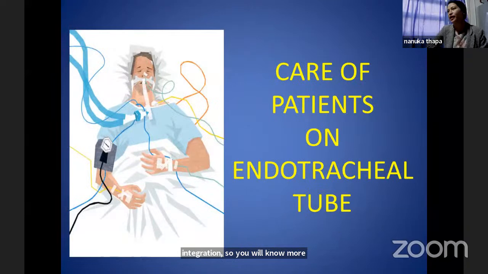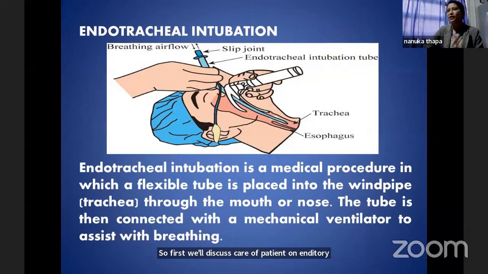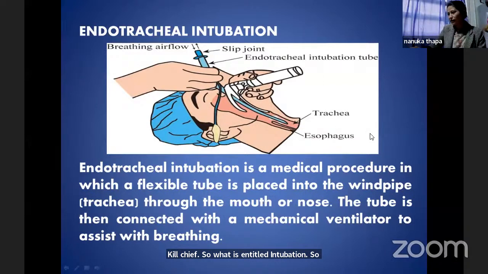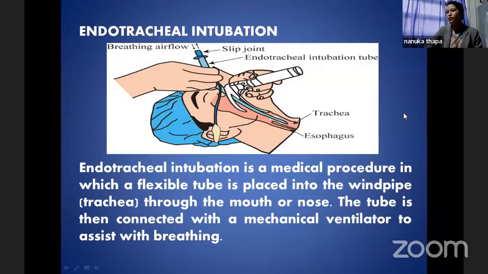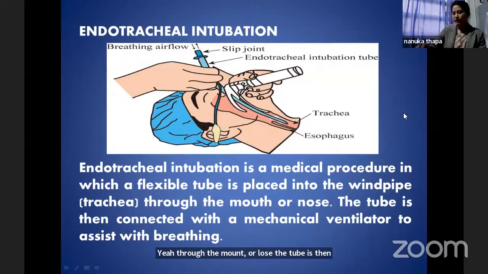First we'll discuss care of patient on endotracheal tube. So what is endotracheal intubation? Endotracheal intubation is a medical procedure in which a flexible tube is placed into the windpipe, that is the trachea, through the mouth or nose. The tube is then connected with a mechanical ventilator to assist with breathing.